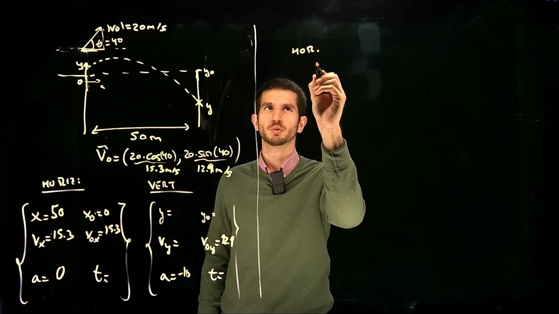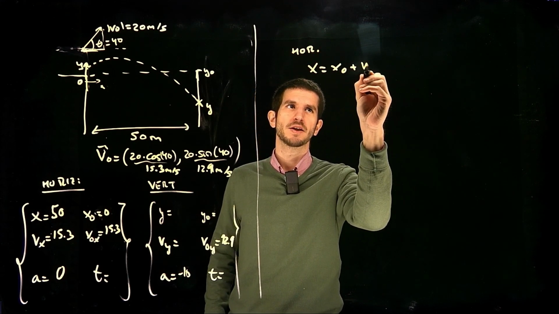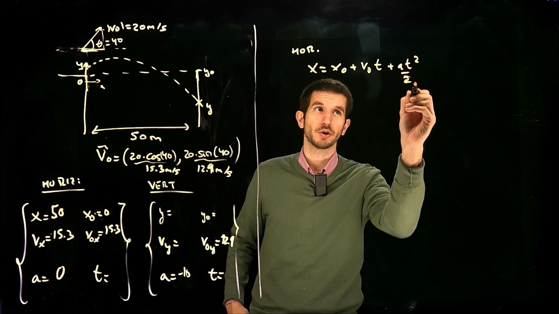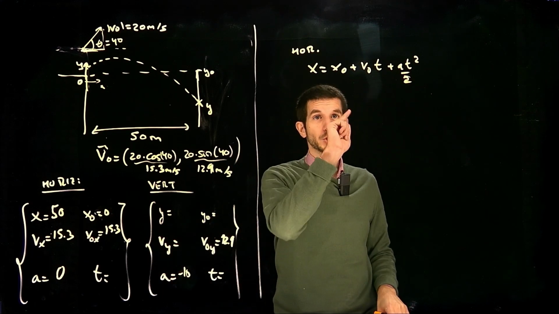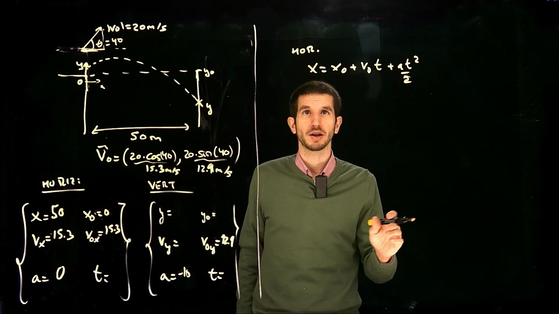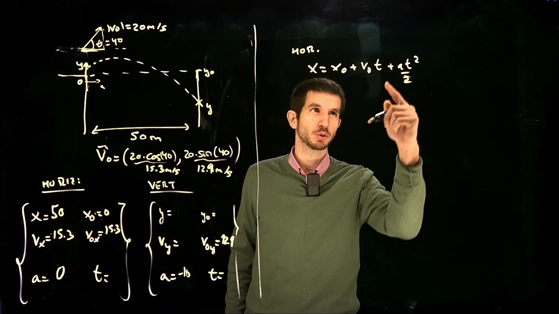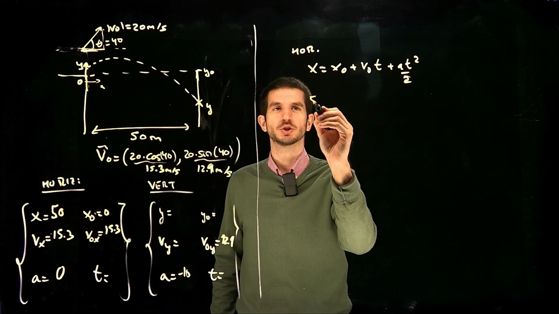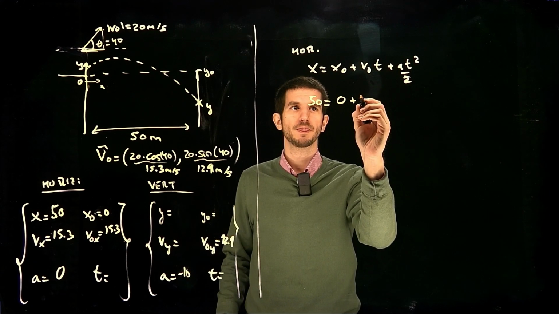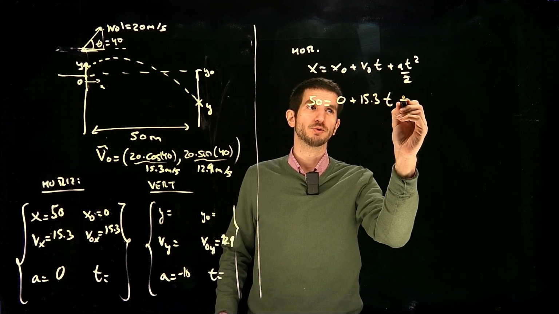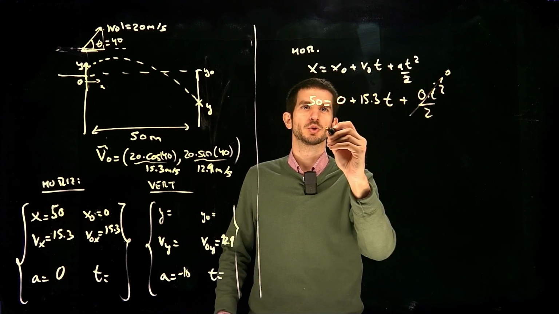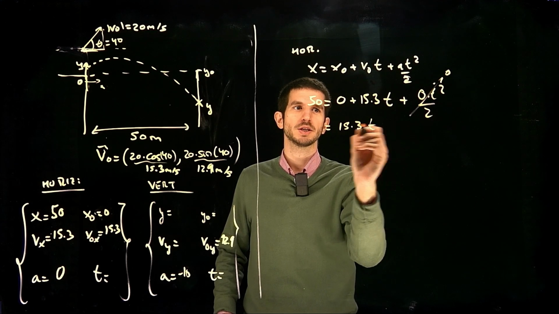So in the horizontal motion, we're going to say that x is equal to x0 plus v sub 0 t plus at squared divided by 2. For instance, you could use any of the other equations that has time, because you're going to be solving for time and you have all the other information, so you can choose freely whichever you want. This one is nice because in horizontal motion, acceleration is 0. So the final position is 50, the initial position is 0, the initial velocity is 15.3. The time we don't know, we're trying to find. The acceleration is 0, so this goes obviously to 0. So 50 is equal to 15.3 times t.